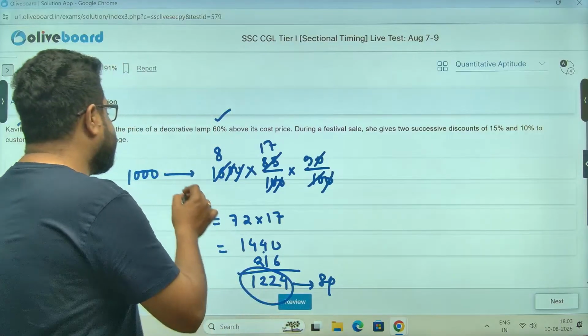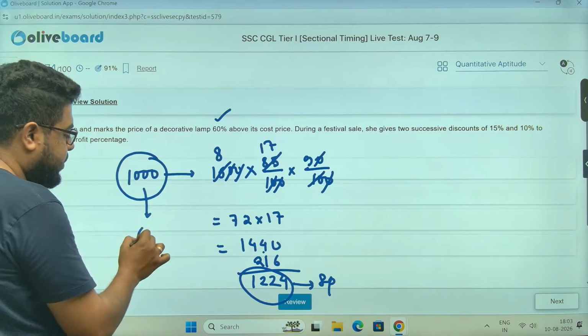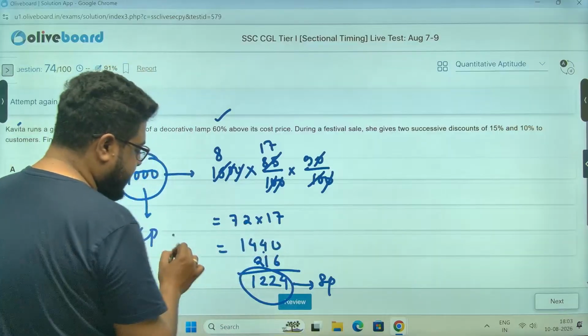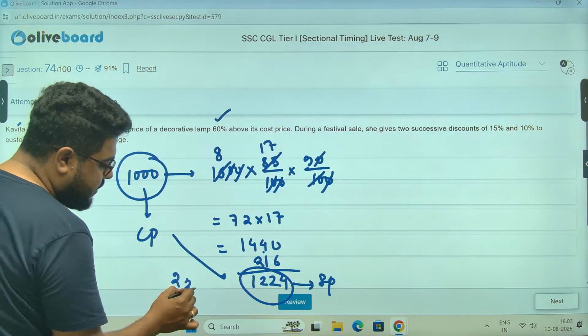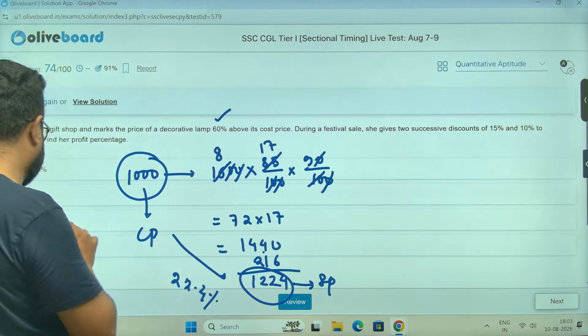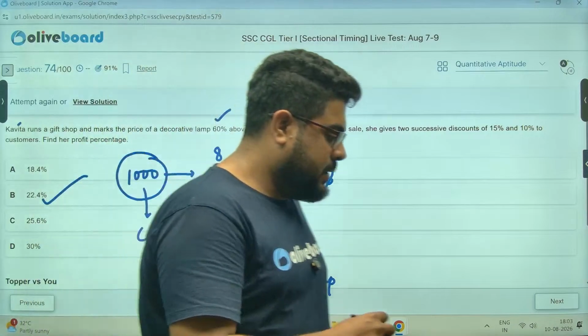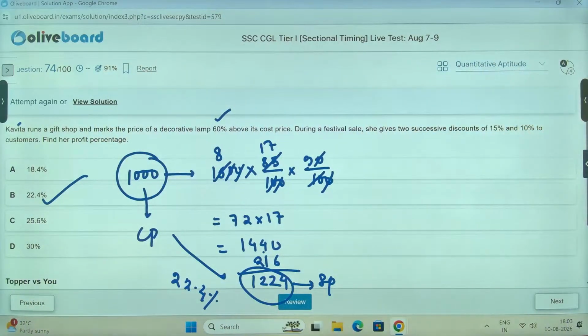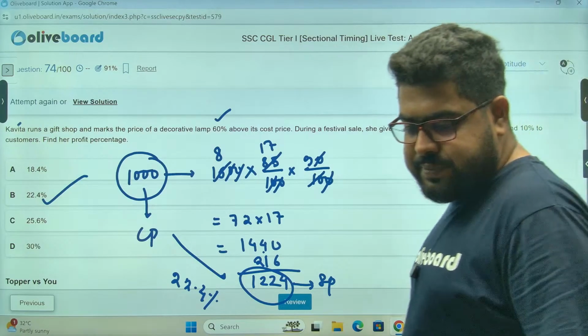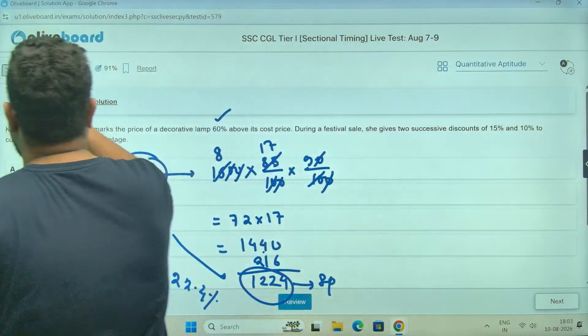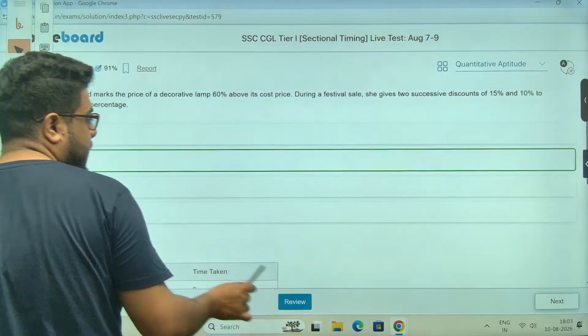So 1,000 rupees was the CP, sir, and this is the SP, meaning profit is how much? I don't need to calculate. 22.4% will be the answer. Option B. No, B is the answer, brother, not D. B is the answer, brother, not D. Clear, everyone? Clear, sir? Simple.